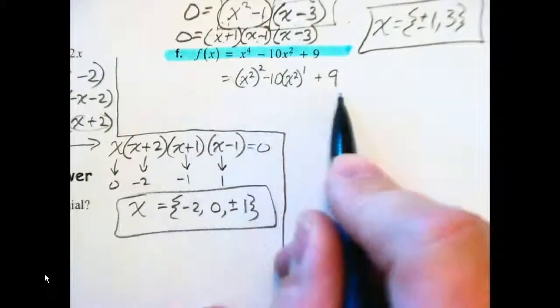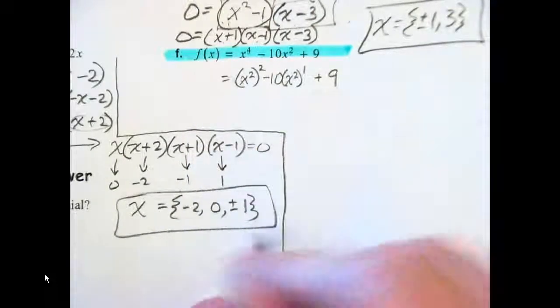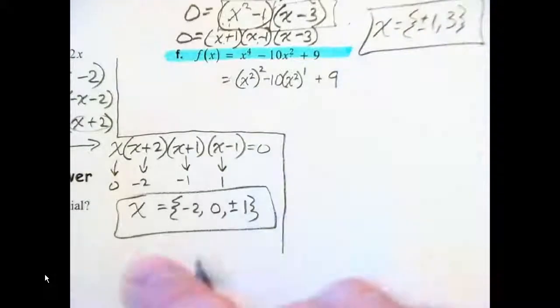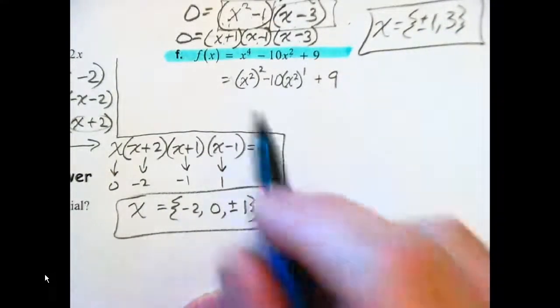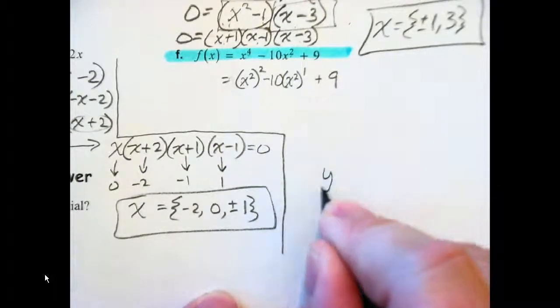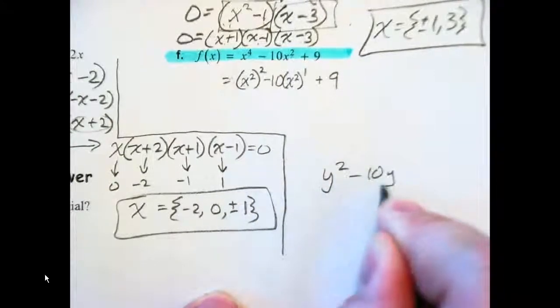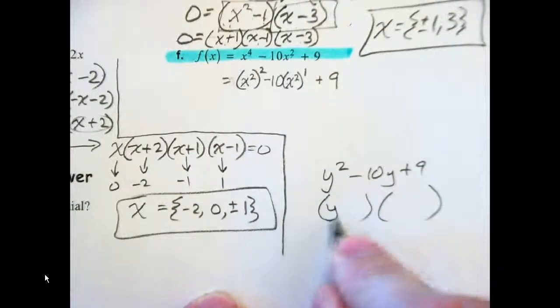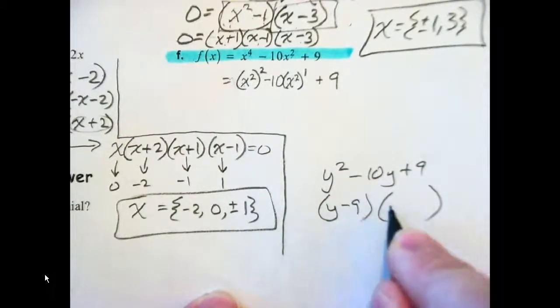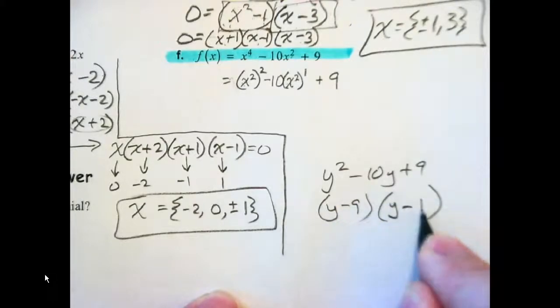If you're like, that looks way confusing, I would agree. When I do these, I just think of it like this. And I'm not going to use x's just because we're using x's. I just think of it like this: y squared minus 10y plus 9. How do I factor that? Well, that's y minus 9, y minus 1.